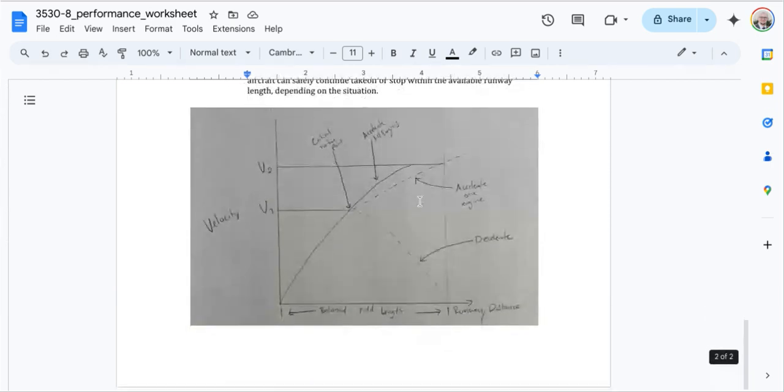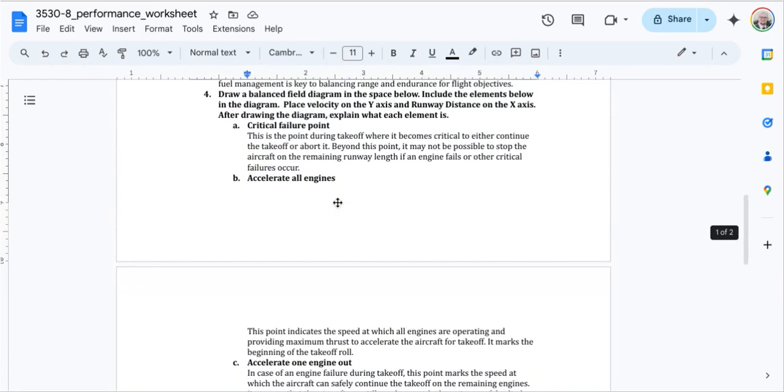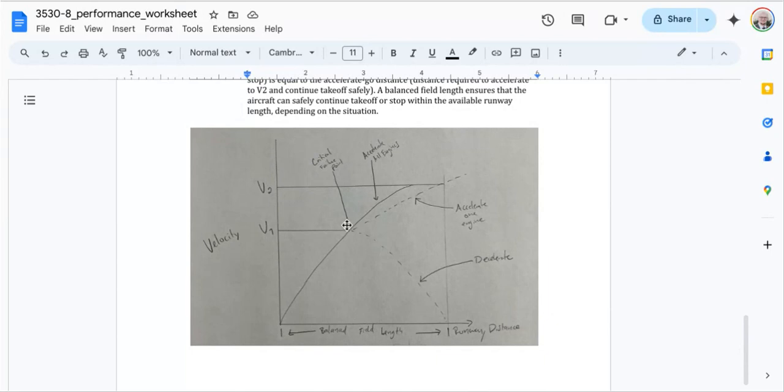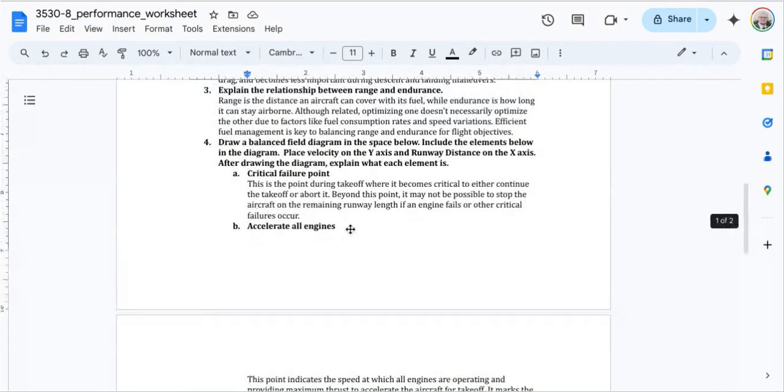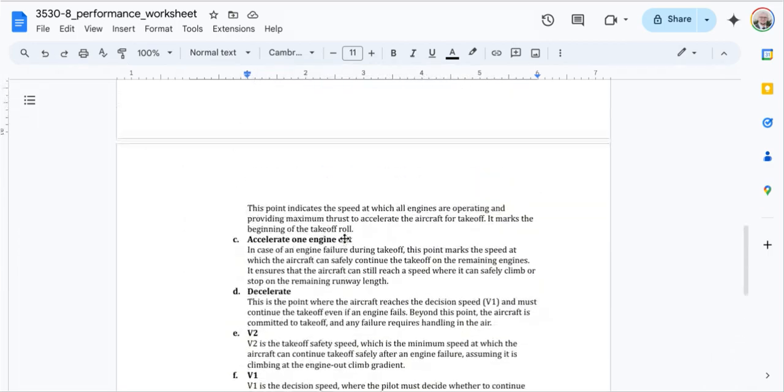Balanced field diagram here that I drew up and imported into the document. Critical failure point is A. That is this point right here. That's the point where it's critical if you have a failure, because you either need to continue or abort right there. Beyond this point, it might not be possible to stop on the runway. You'll see that it also coincides with V1, which is something we'll talk about here in just a minute.